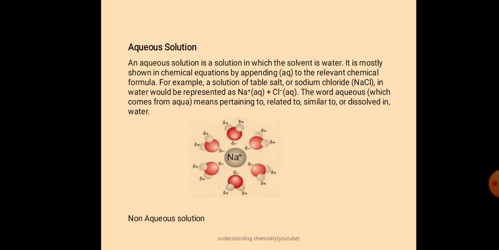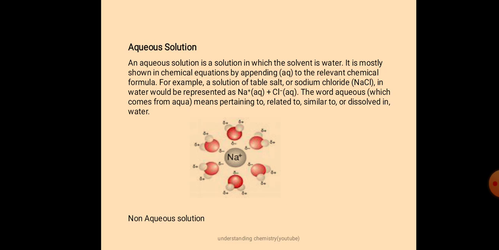The next classification we are seeing is aqueous and non-aqueous solution. Water, we already know, has a high dielectric constant. It is polar in nature. Because of that, it is called a universal solvent. It can dissolve many things. When a solution is prepared taking water as the solvent, we call it an aqueous solution. If a solution is prepared taking substances other than water as the solvent, we call it a non-aqueous solution.